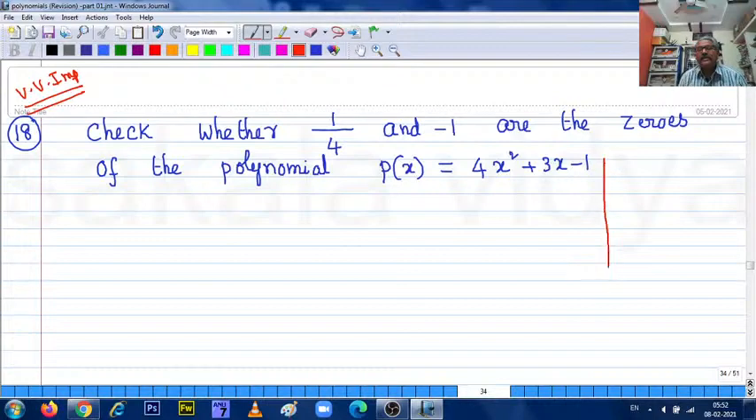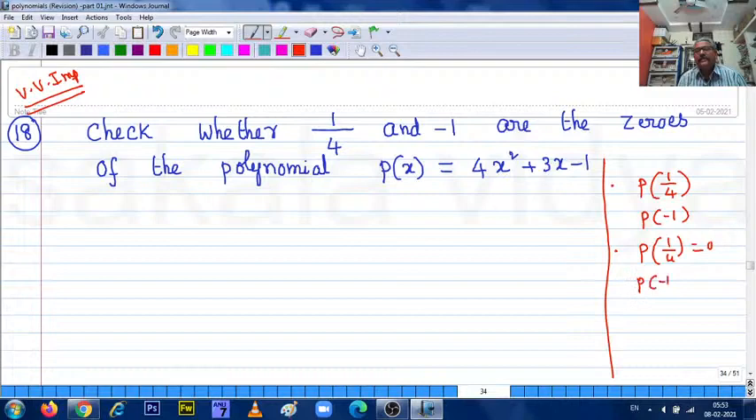Indirectly, my dear children, you are asked to find P of 1 by 4 and P of minus 1. Suppose if P of 1 by 4 becomes 0, then 1 by 4 is the zero. If P of minus 1 is equal to 0, then minus 1 is a zero. Otherwise, it is not. That's only. Indirectly, we need to find out P of 1 by 4 and P of minus 1 only. So, let us do it now. Solution.